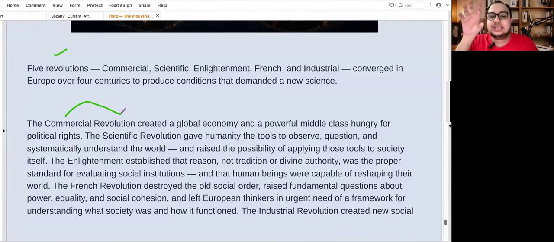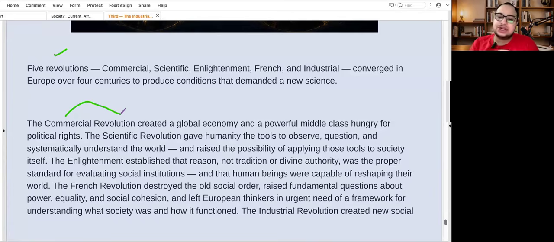The Enlightenment established that reason, not tradition or divine authority, was the proper standard for evaluating social institutions. If I have to analyze family, gender, or education, I cannot analyze based on divinity. I will analyze it based on rationality. So it reshaped how we look into the world.